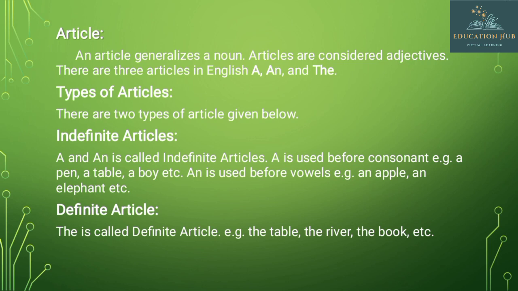The second type of article is the definite article. This is defined as: the is called the definite article. For example, the table, the river, the book, etc.